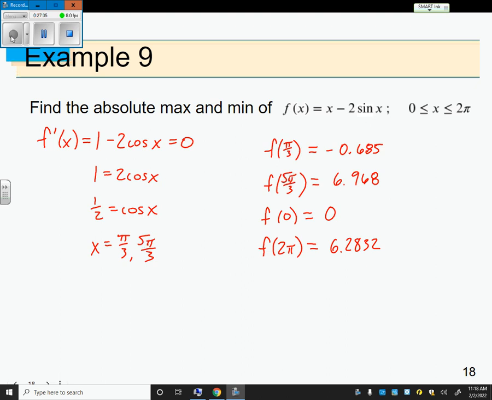So I only ended up with one negative number. I'm just going to put a little absolute minimum over here. That's going to show the teacher that I know that's my absolute minimum. And my absolute maximum ended up at this 2 pi right here. And that would be full credit.